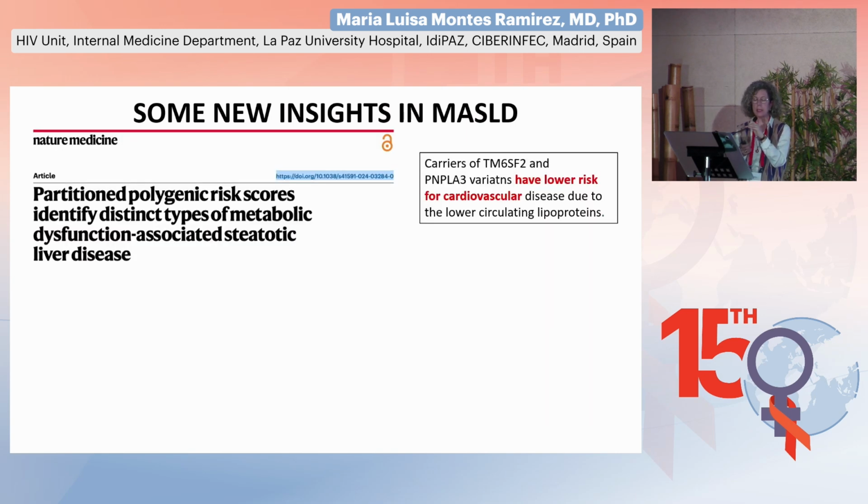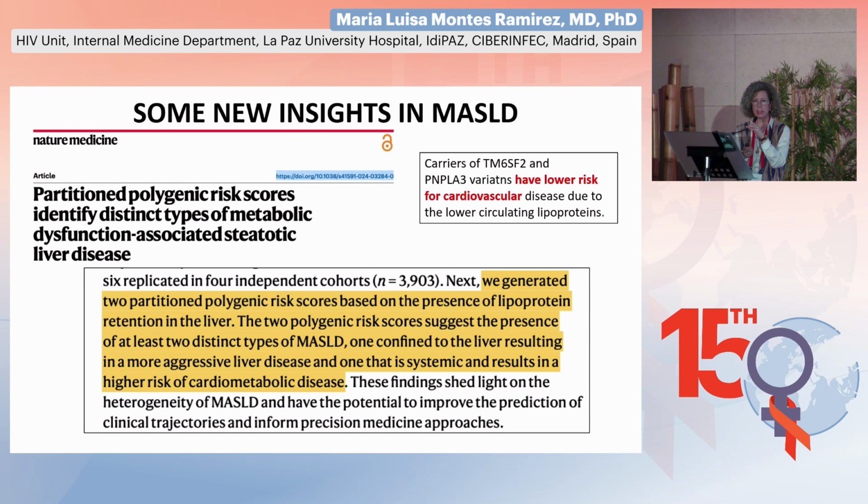Diving deeper into the genetic studies, it's well known that carriers of TM6SF2 and PNPLA3 variants have lower risk for cardiovascular disease due to the lower circulating lipoproteins. In this recent study, 2 polygenic risk scores have been described. This phenotype confirms that there are 2 different types of MASLD, one confined in the liver, resulting in a more aggressive liver disease, and the other systemic, resulting in a higher risk of cardiometabolic disease. It links with the 2 approaches that we previously discussed.